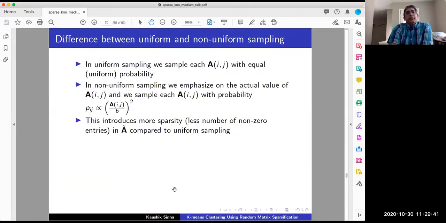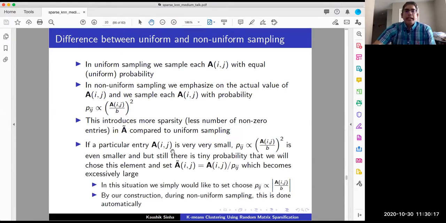So the main difference between the uniform and non-uniform sampling is as follows. In uniform sampling, we sample each ijth entry with equal or uniform probability without taking into account what the actual values are. In non-uniform sampling, we emphasize the actual value of Aij and sample each entry Aij with probability roughly proportional to Aij divided by the largest entry of the data matrix, and square of that. This introduces more sparsity because we are taking the value into consideration, so we have fewer non-zero entries compared to the uniform sampling.